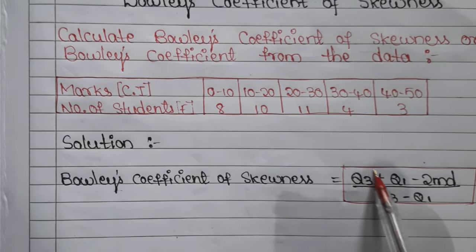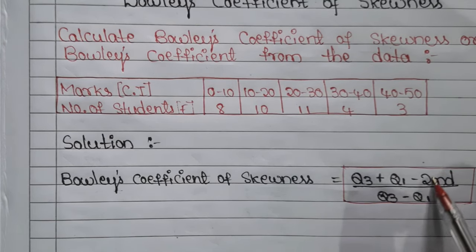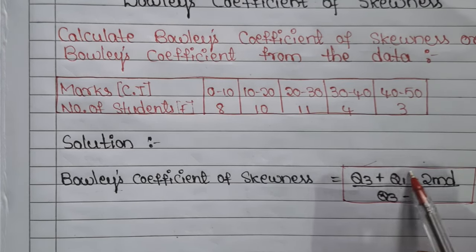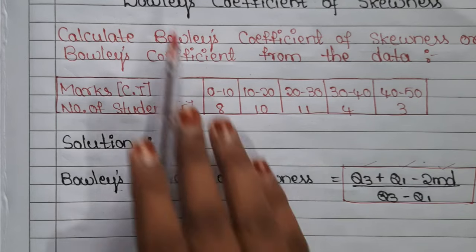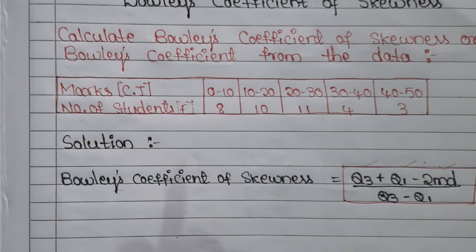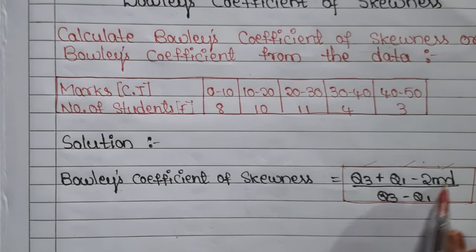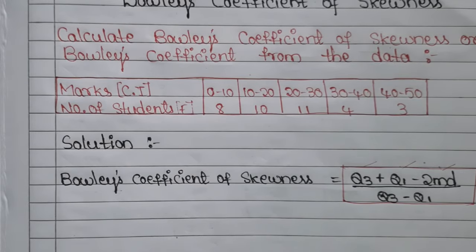We will be finding Q3 first, then Q1, then the median. After finding these three, we can easily find Bowley's coefficient of skewness in this problem. So first we need to concentrate on finding Q3, then Q1, then the median. Okay, so let us get started.